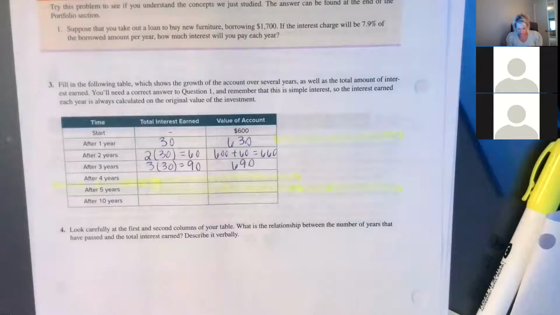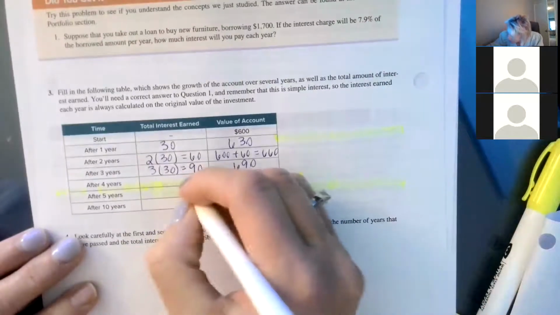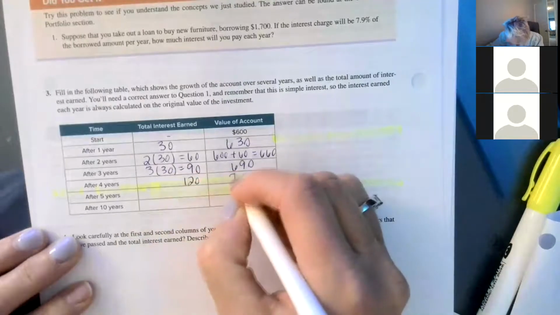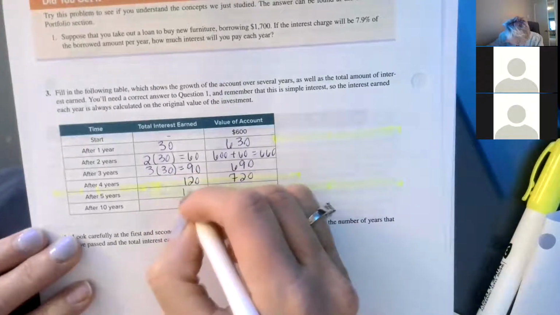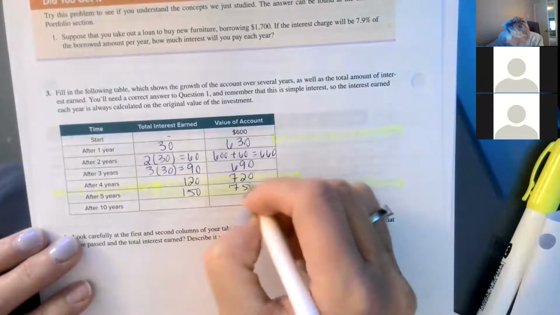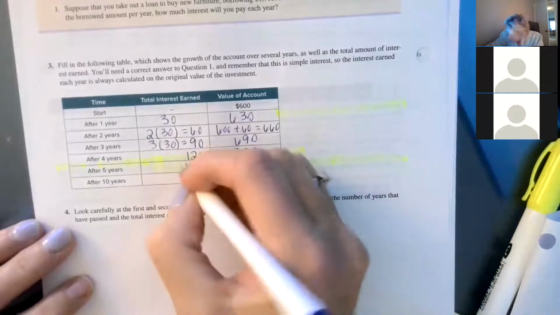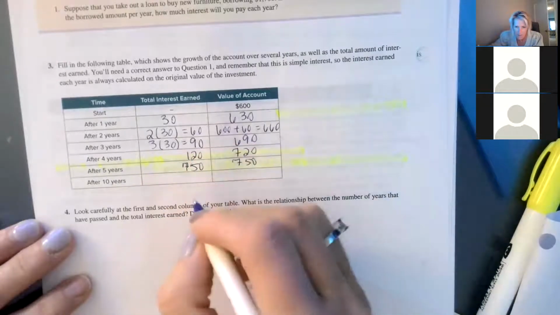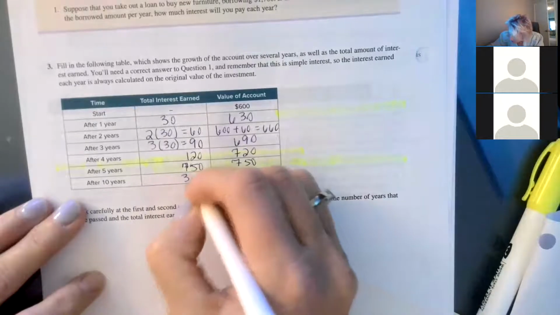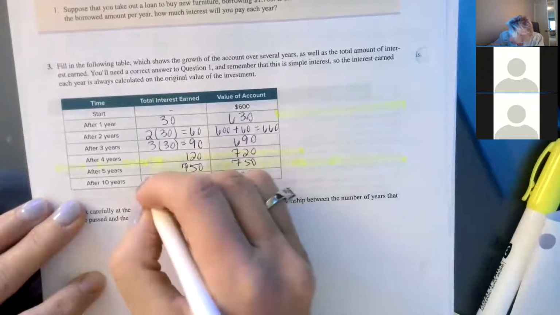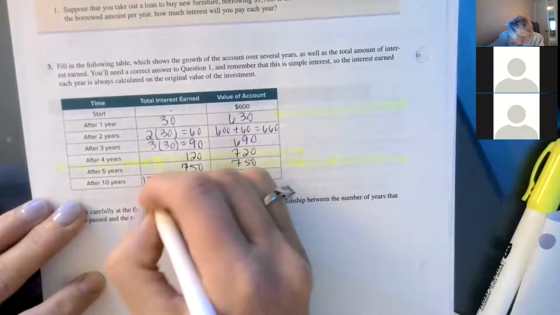Then my next year should be 120 in interest and 720, and then 150 and 750. And then what should my last year be? 300 for the interest, okay. And then 900 total. Okay. So 10 times 30.